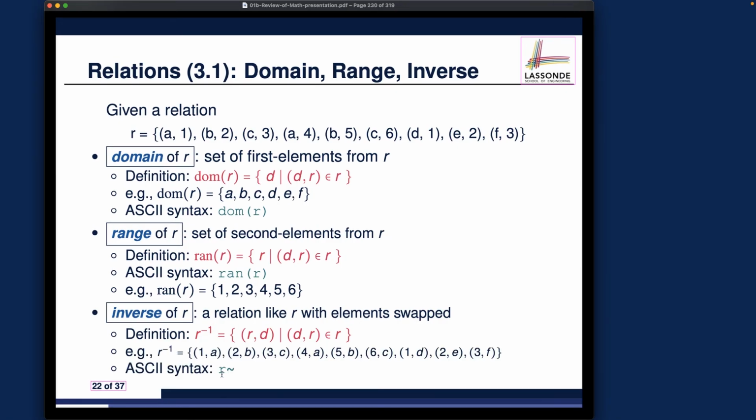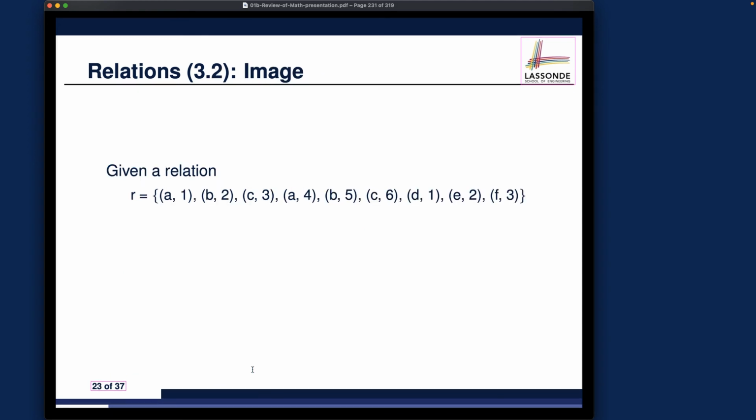All right, again, the ASCII syntax will be R tilde. All right, let's now move on to the next operation, which is about the image. So you can think about the image is really to say, given a particular domain value, it may be mapped to multiple values in the range, right?